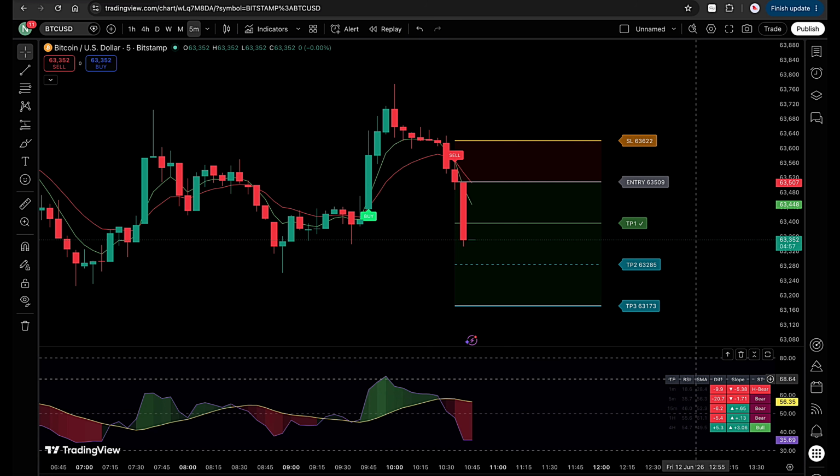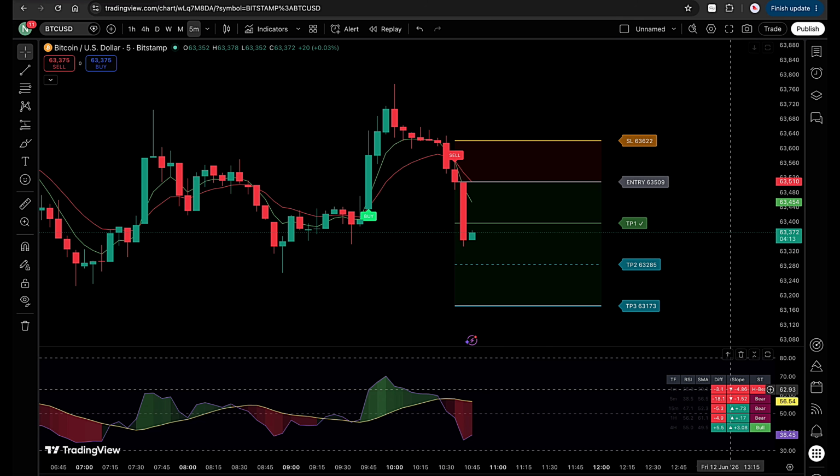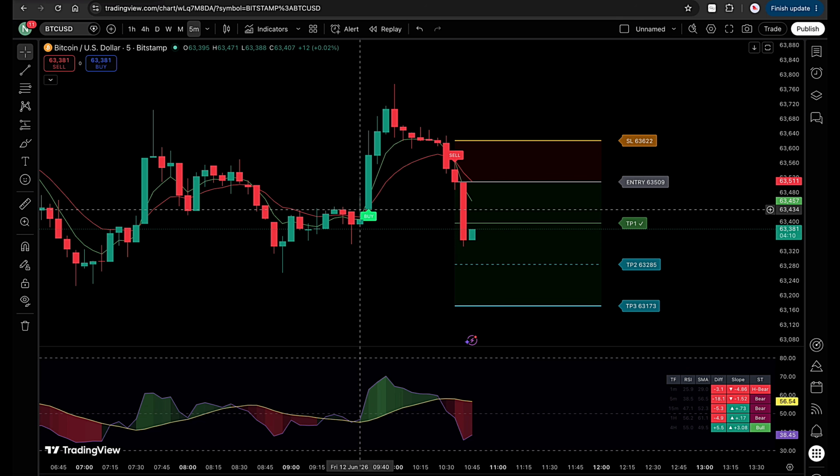And the fourth rule will be this table, the ST. Here you can see the ST super trend. Most of this should be bullish if we are going to the buying side. So this is our fourth rule.